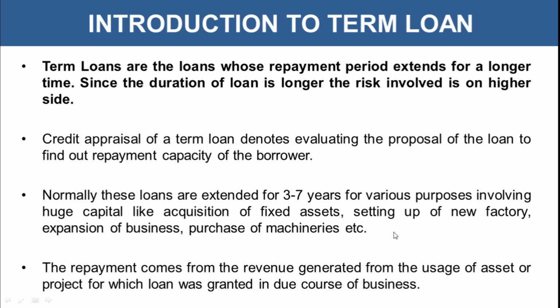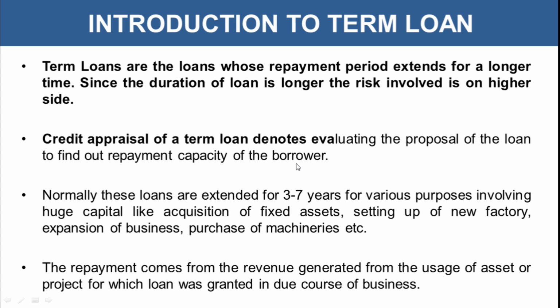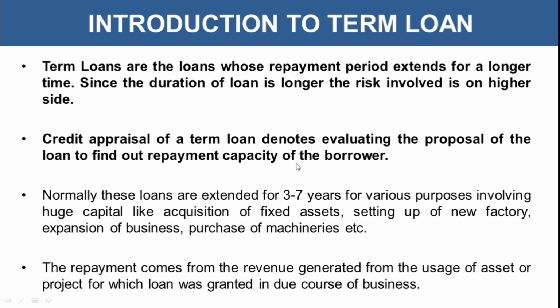Now, to reduce the risk of default, what lenders need to do is that they need to evaluate the credit proposal of the business. They need to evaluate the performance of the business and the repayment capacity of the borrower in proper manner. So credit appraisal of a term loan denotes evaluating the proposal of the loan to find out repayment capacity of the borrower.